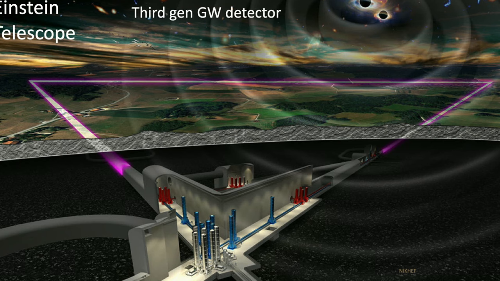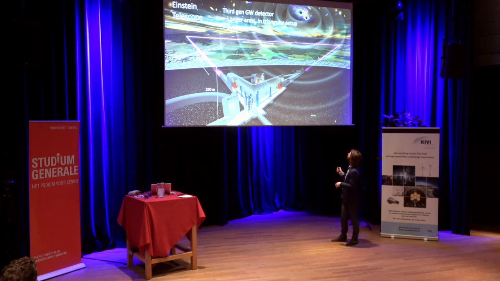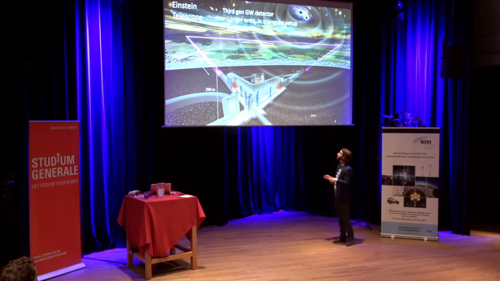So the novel thing about it is longer arms and a triangular setup, which also helps with the question of where the event comes from. It helps to have three of these arms instead of only two, because every arm is a combination. So you have an interferometer, for instance, this one with this one, and a second one going like this, and the third one going like this. By having these three arms and these three different interferometers, you can pinpoint the direction with a single device. So that's a great advantage.